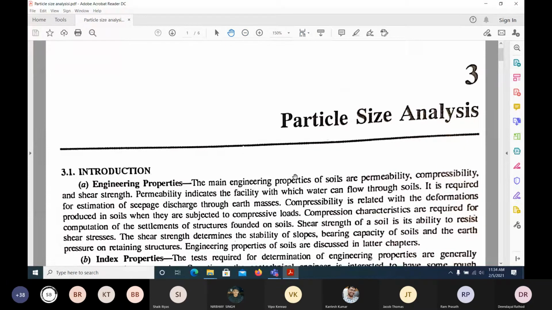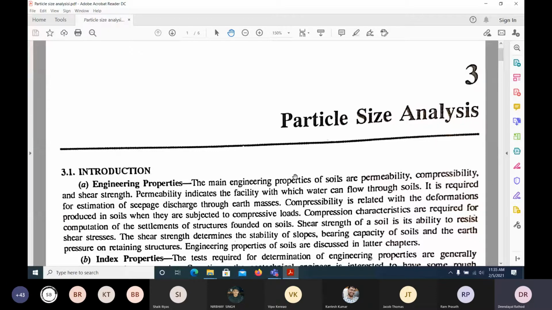Okay, so if you recall, we have studied the particle size distribution. Coarse grained soil is above 75 micron. If the soil is retained on the 75 micron sieve, we call it coarse grained soil. In that coarse grained soil, we have gravel and sand. Below 75, which is passing through the 75 micron sieve, it is fine grained soil.